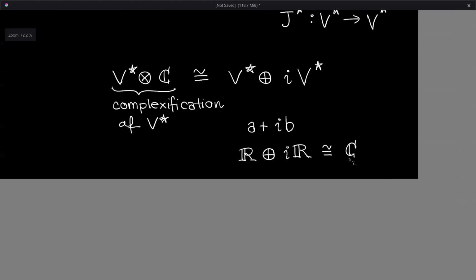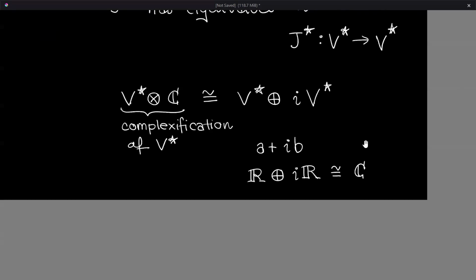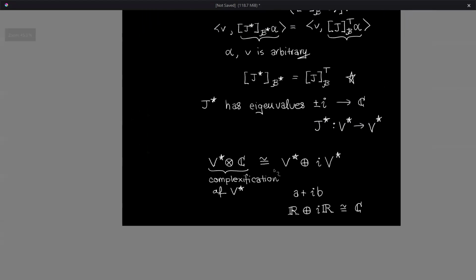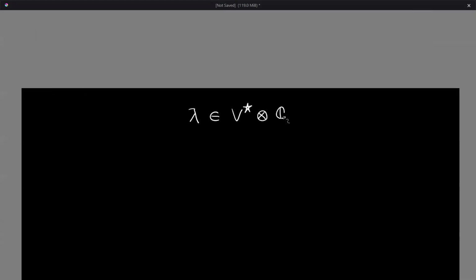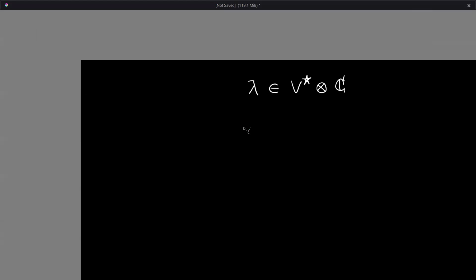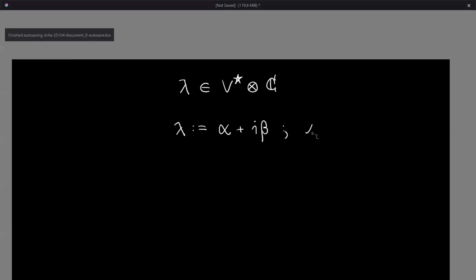And that kind of reminds you that you can't mix the first R with the second R. Okay, so now let's take an element from that space. Let's say that lambda is an element of V star tensor C, which means that we can write lambda as alpha plus i beta, where alpha and beta are elements of V star.